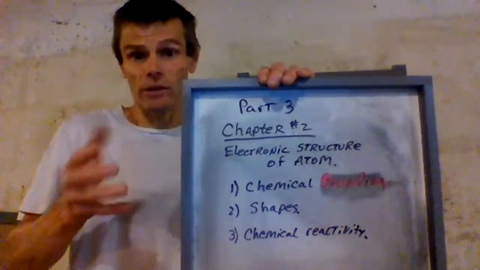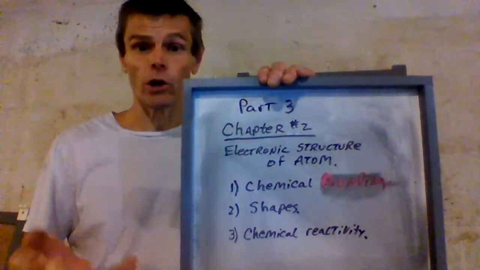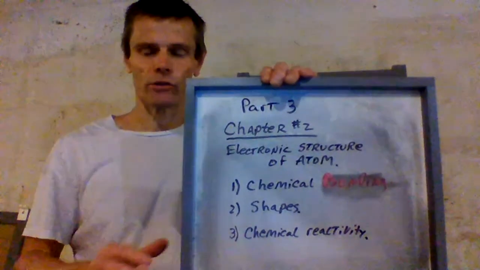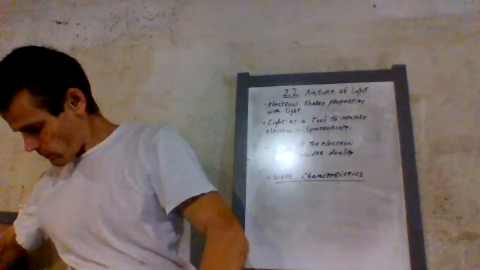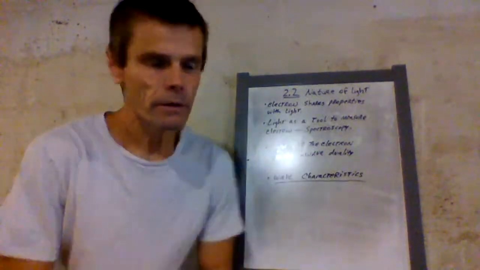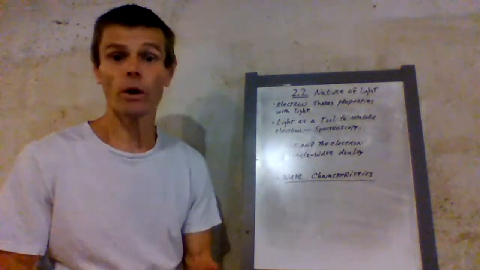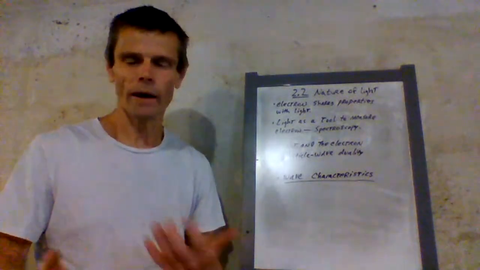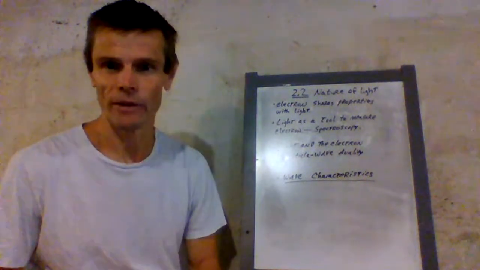So today, we're just going to begin discussing how we can learn more about the electron. In section 2.2, if you look at the title, it discusses the nature of light. A big question might come to mind: why are we learning about light when Dr. Patton just said we want to learn more about the electron?